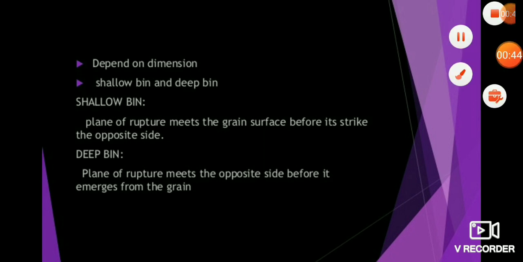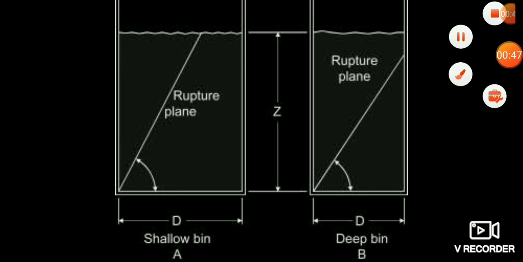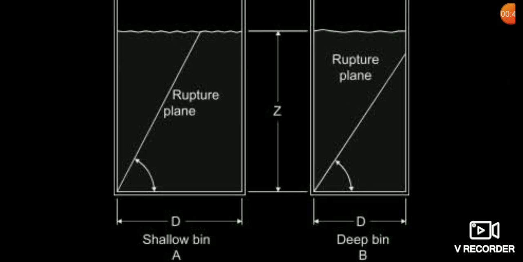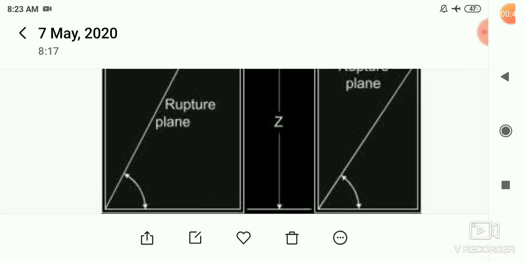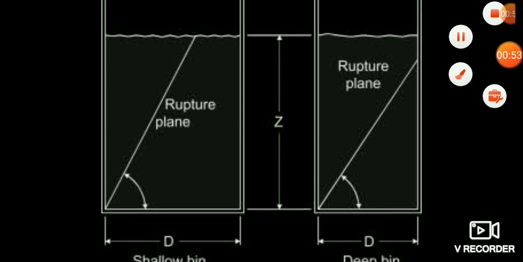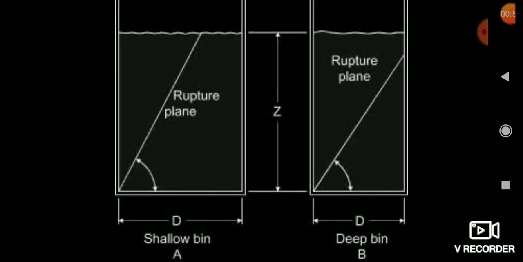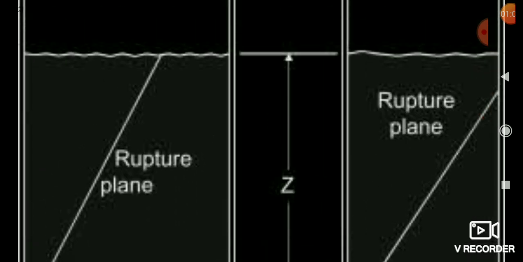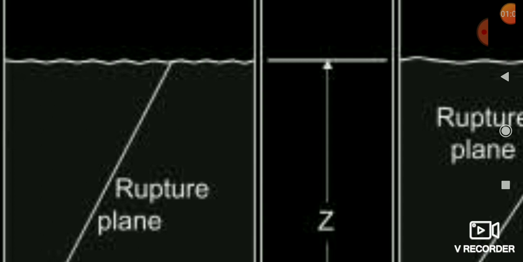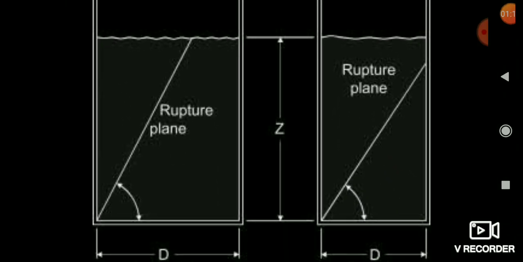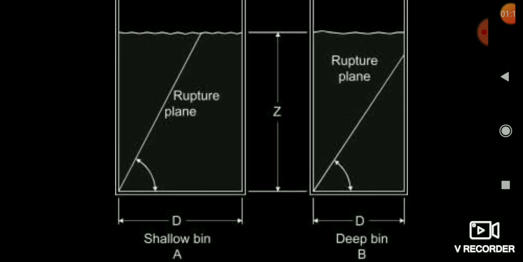To understand this, I will show you the pictures. So friends, here see that the two beans are given. In figure A, you see the shallow bean, where the plane of rupture meets the grain surface, meaning the top surface is the grain surface. This one, the top surface is the grain surface, and you see that the plane of rupture meets this surface. So this type of bean is called a shallow bean.